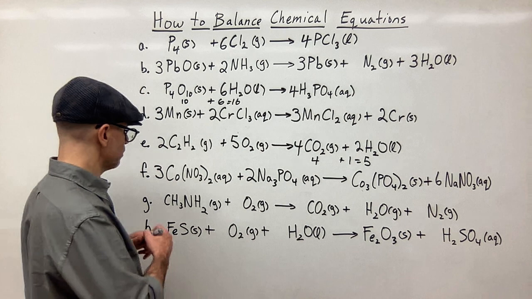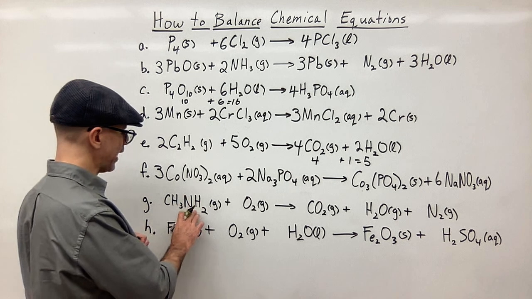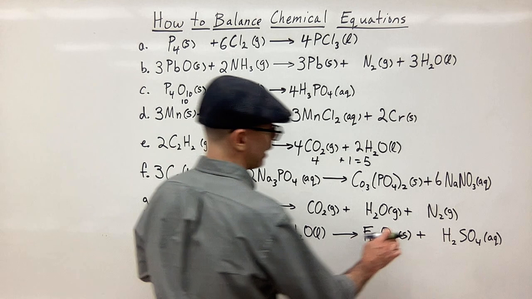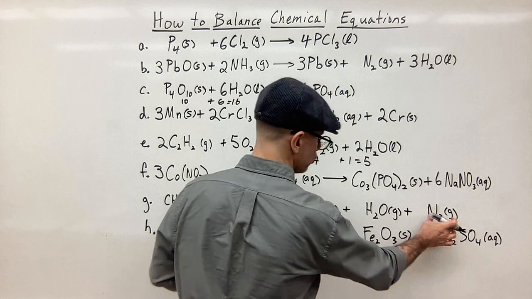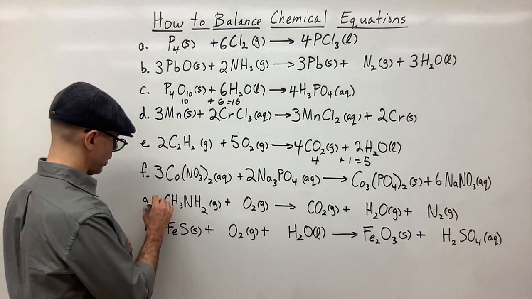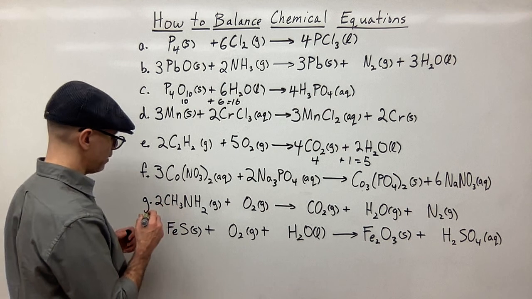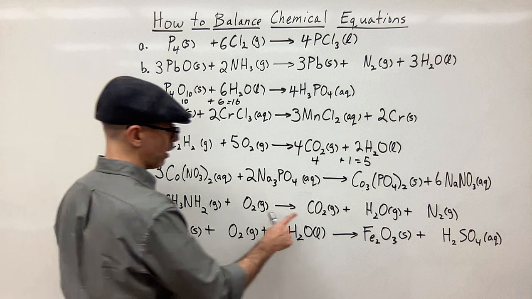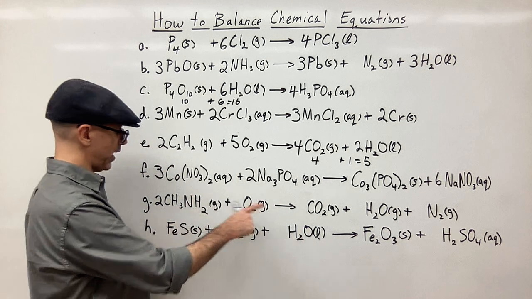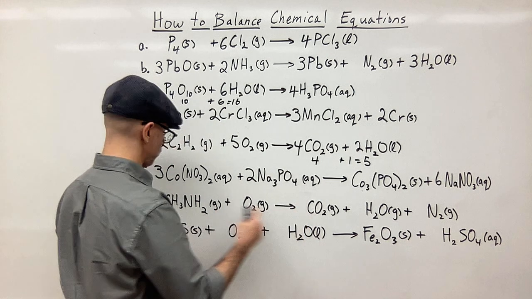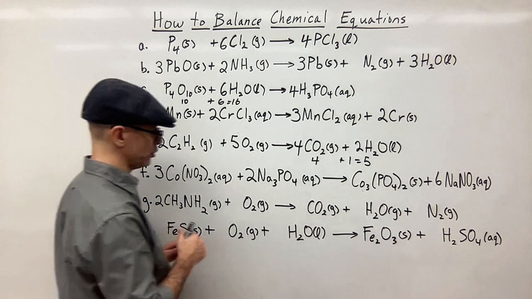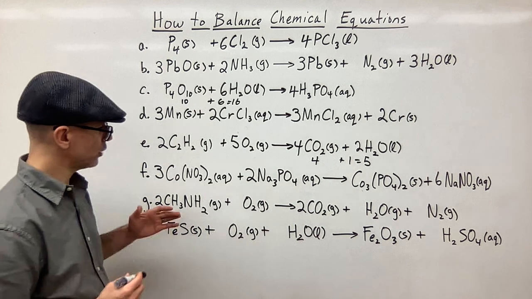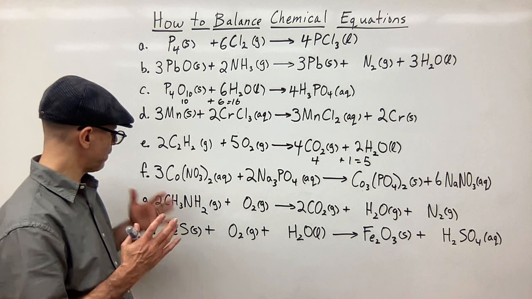So here, nitrogen, I have 1 nitrogen here. 1 times 1 is 1. And then here I have 1 times 2 is 2. So I have 2 on this side, only 1. So I'm going to put a 2 there. Now notice that I have 2 carbons and I only have 1. So now I need to multiply this by 2 as well. So here I'll have 2 times 1 is 2, coefficient 2. 2 times 1 will give me 2 here. So now my carbons and my nitrogens are balanced.